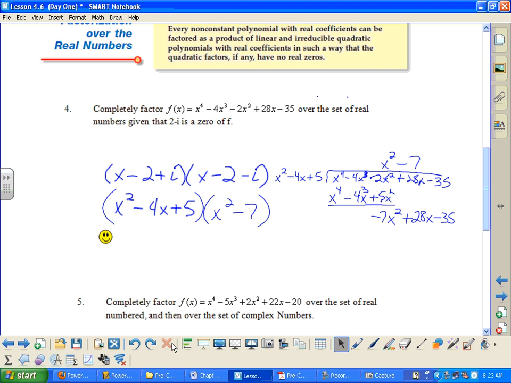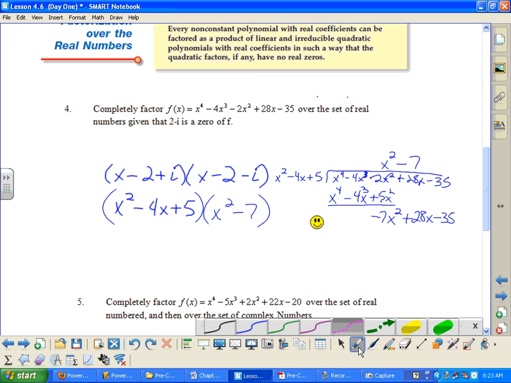Right? So I get x squared minus 4x plus 5, which was the same as the problem we just did, wasn't it? Didn't I have those same zeros? So if you've noticed that, it would have helped you. And then you have to come over here and do our favorite thing, long division.